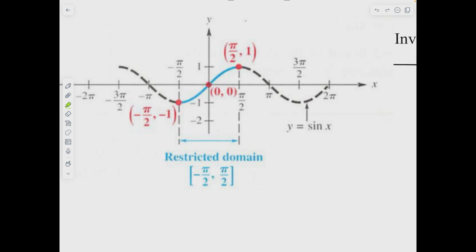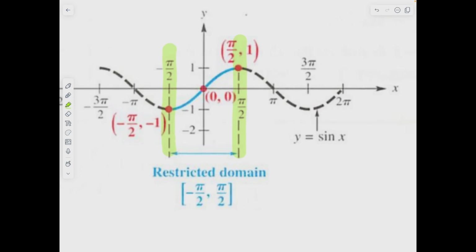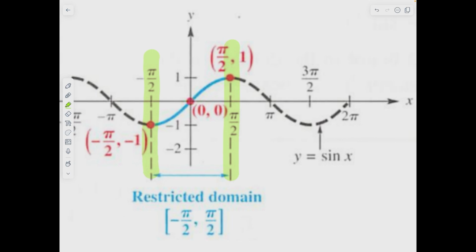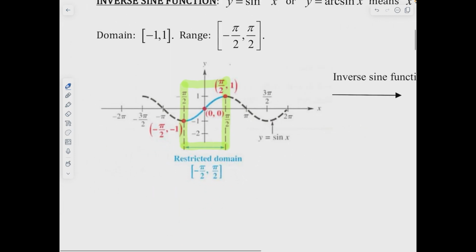So what that means here is this. If we were to restrict the domain of sine only to negative pi over 2 to pi over 2, what you will notice is this function will be 1-to-1 over that spot. Okay, so what that means is no x's are repeated and no y values are repeated also.